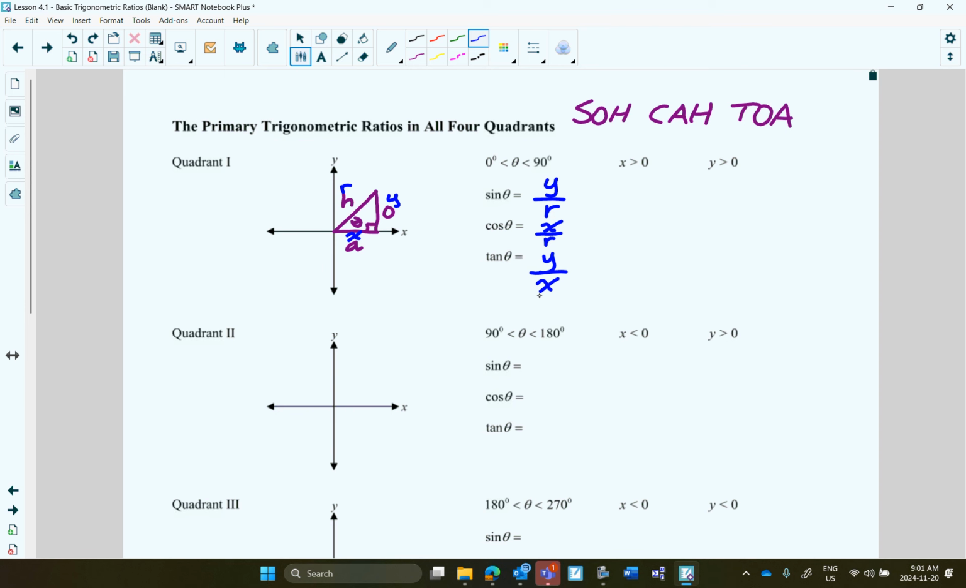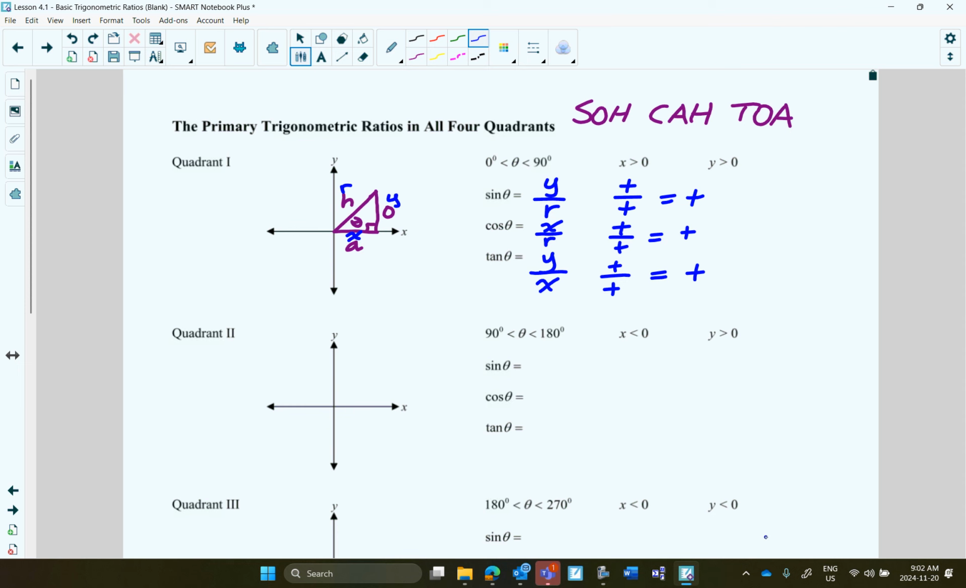So x is greater than 0 and y is greater than 0, which means sine is going to be positive over positive, which will give us a positive answer. So will cosine. So will tan. And like I said, we can confirm that with the calculator. Take the sine, cos, or tan of any angle between 0 and 90, it's always going to be positive.